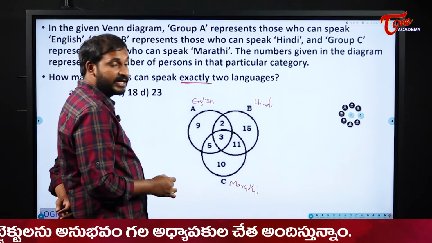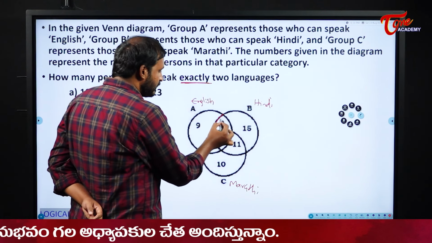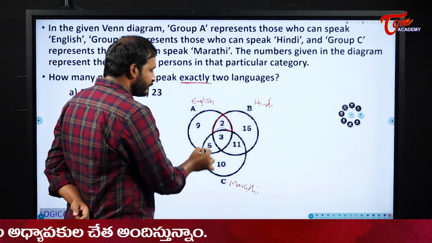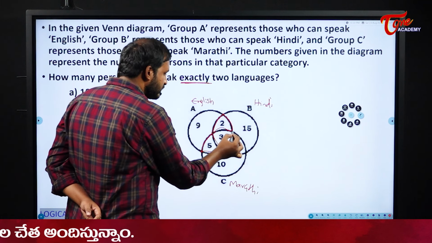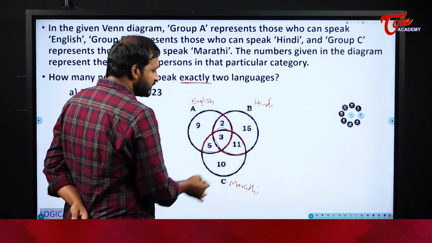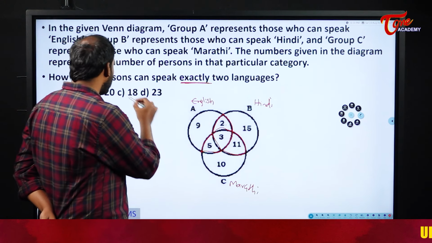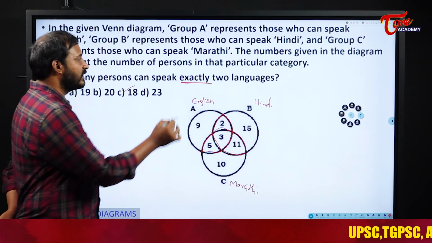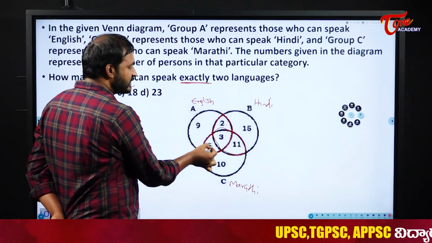So which area is common between two things? This is common between 2 things, this is common between 2 things, and this is common between 2 things. So 2 plus 5 is 7, 7 plus 11 is 18. So our answer here becomes 18. But the question is exactly 2 languages, that is the reason I did not include the middle portion.